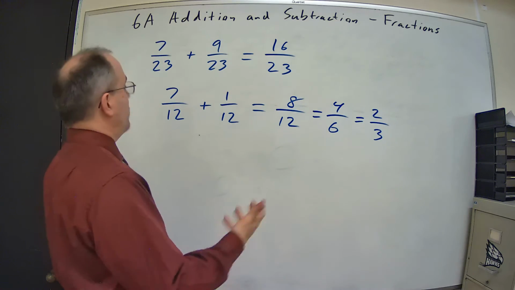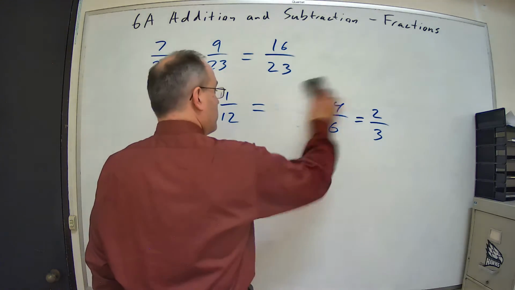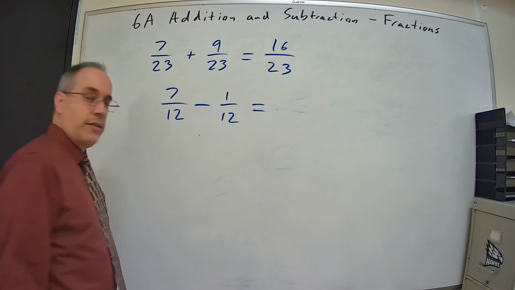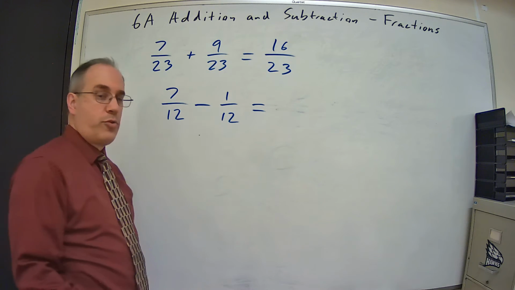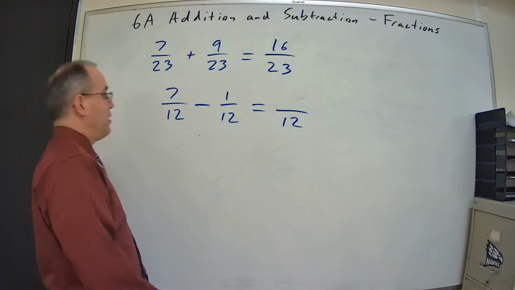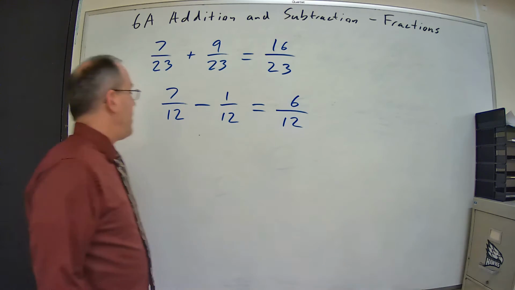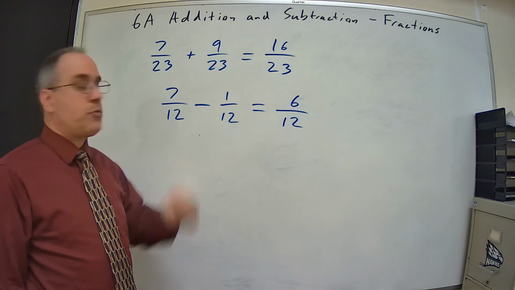Well, how does this work with subtraction? Well, let's give it a shot. Instead of having that adding, let's subtract. I have 7/12 and I take away 1/12. Common denominator, 12. 7 minus 1 is 6. If I have 7 bananas and I take away 1 banana, I'm left with 6 bananas.